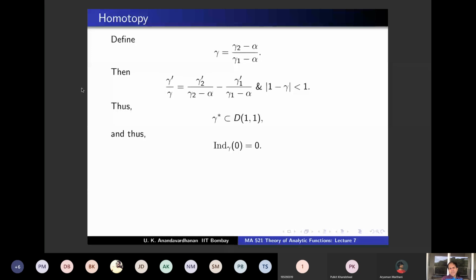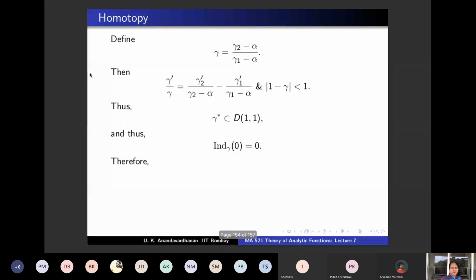And therefore, index of 0 with respect to gamma is 0, right? Because gamma star is contained in this open disk. This open disk's center is 1, radius is 1. So 0 is just outside. Center is 1, radius is 1, so it is touching 0. 0 is a limit point, but 0 is not there. Therefore, the index of 0 with respect to this particular gamma that I have defined is 0. Index of 0 with respect to gamma is 0.